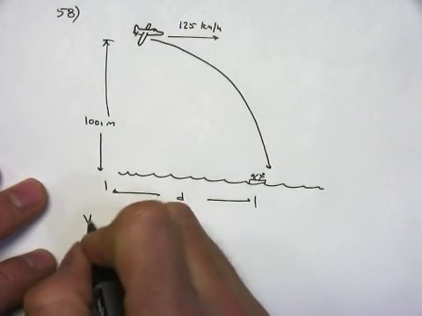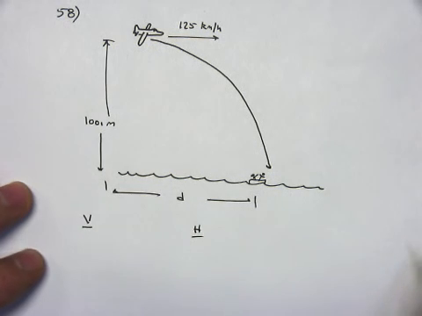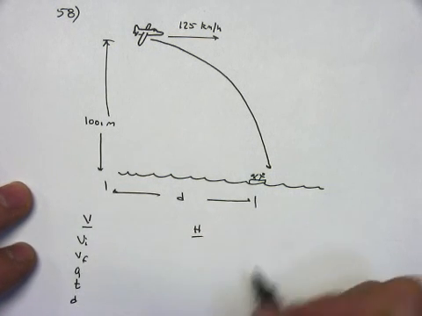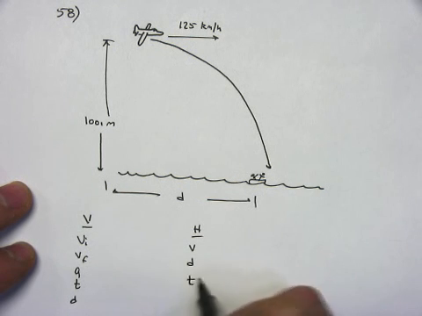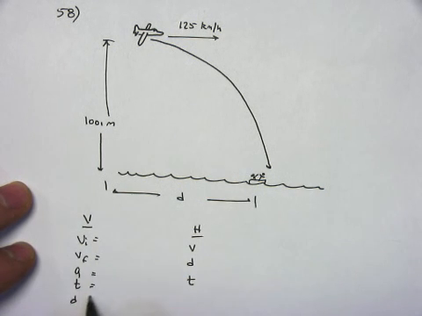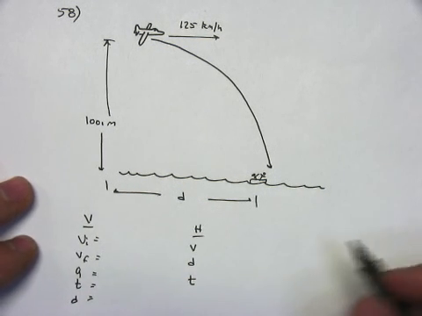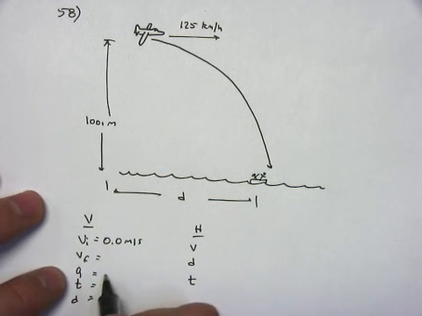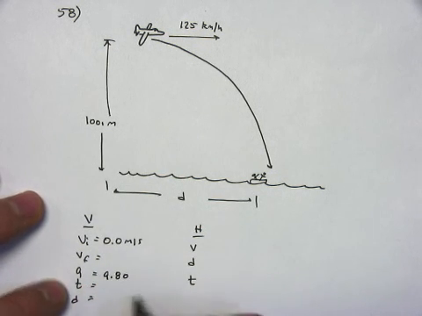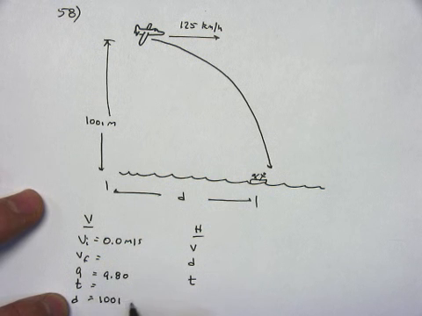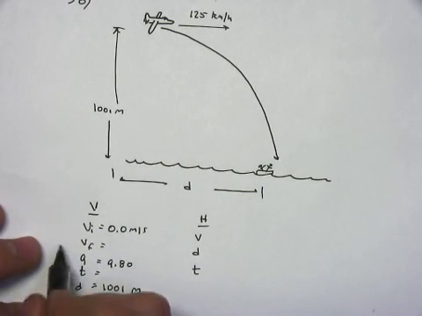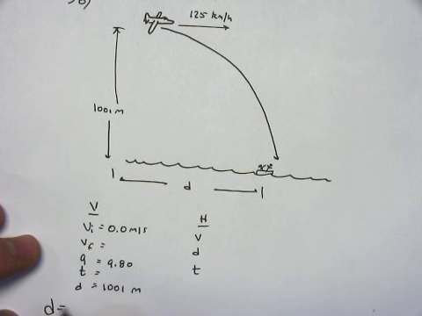So what I'm going to do, I'll break this into its vertical and horizontal components. VI, VF, A, T, and D: velocity, distance, and time. So vertically, acceleration 9.80, distance 1,001 meters. So I can use all these pieces to find my time using this equation.